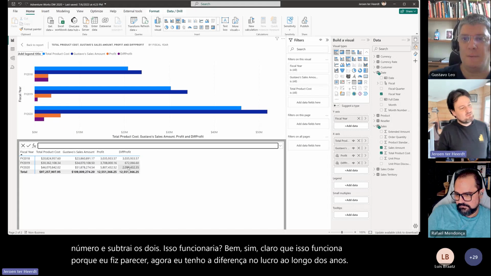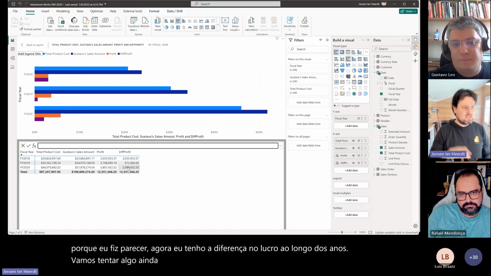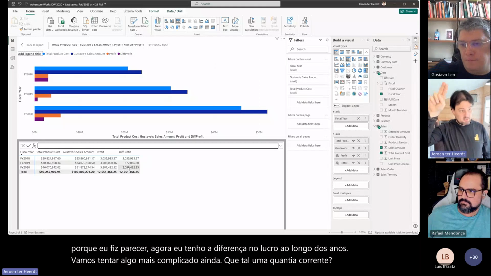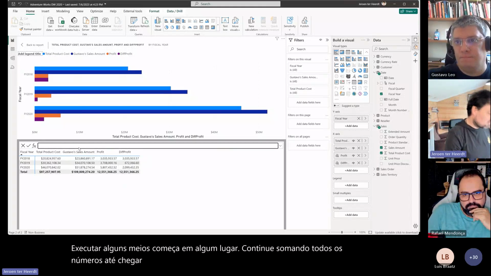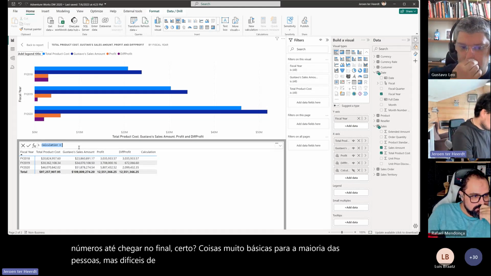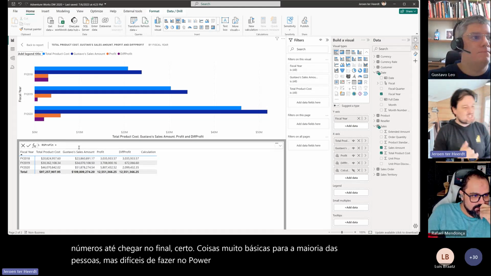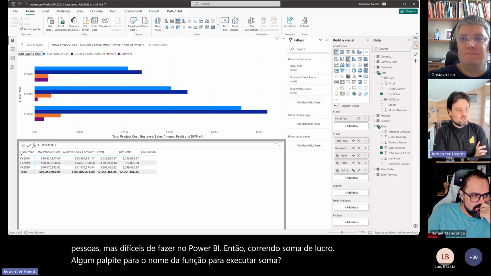Let's try something even more complicated. How about a running sum? Running sum means, you know, start somewhere, keep summing all the numbers until you're at the end, right? Very basic stuff for most people, but hard to do in Power BI. So running sum of profit. Any guesses to the function name for running sum? What function would you use?